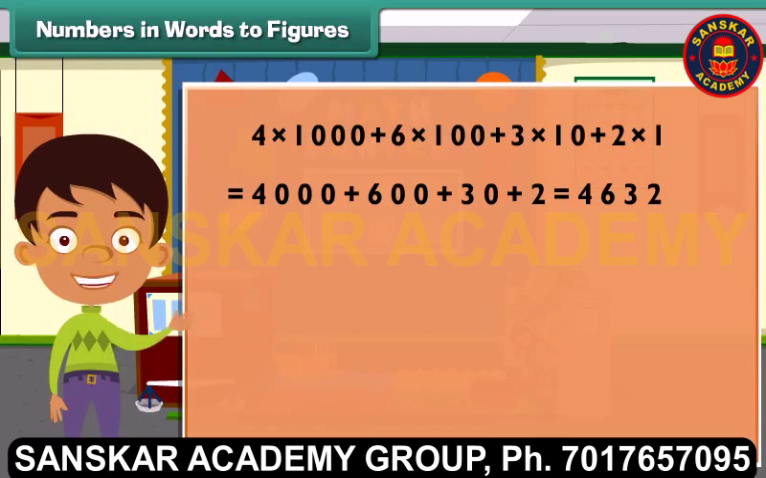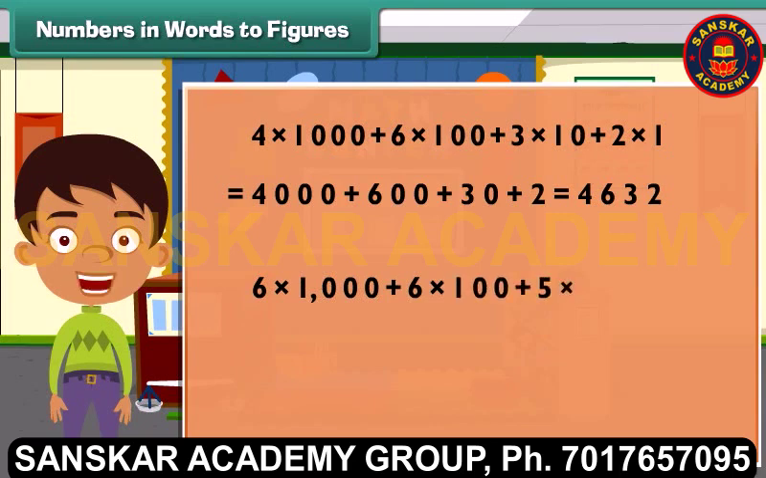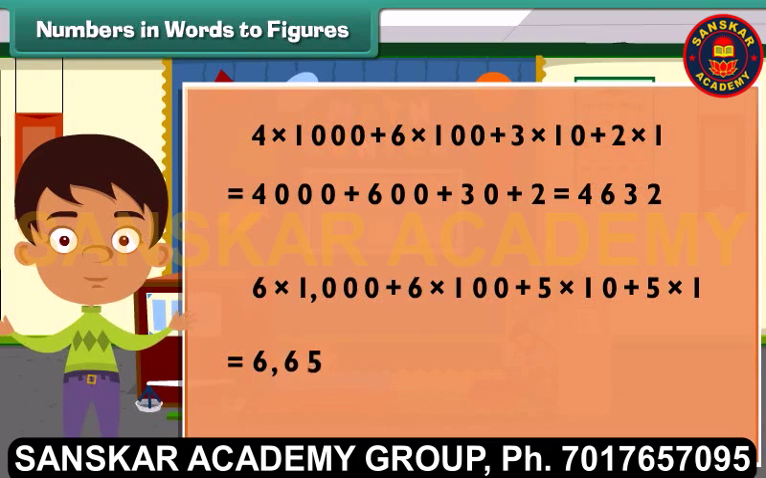Let us translate 60,655 into figures. The number in expanded form is 6 into 1,000 plus 6 into 100 plus 5 into 10 plus 5 into 1 is equal to 6,655.